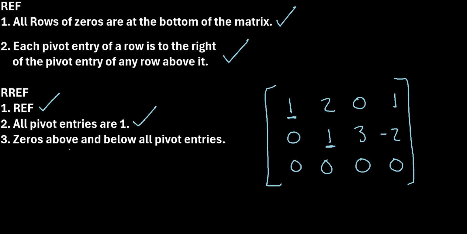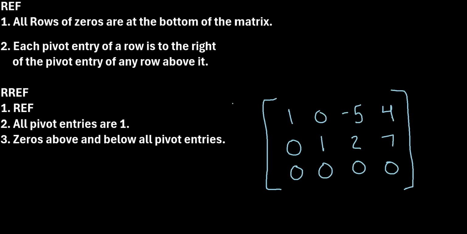The last criteria is there are zeros above and below all pivot entries. For the first pivot entry, there are indeed zeros above and below it. For the second pivot entry right here, we can see that there's a 0 below it, but this is not a 0 right here above it. So that breaks the criteria. So we would say that this criteria is not met. So we would say no. This particular matrix is not in reduced row echelon form because it did not meet all of the criteria.